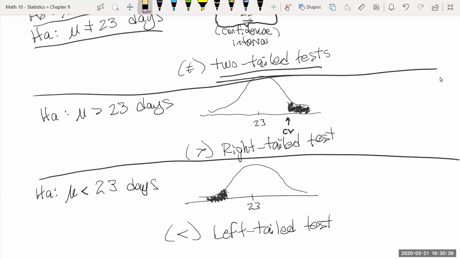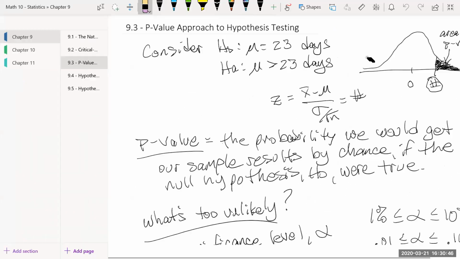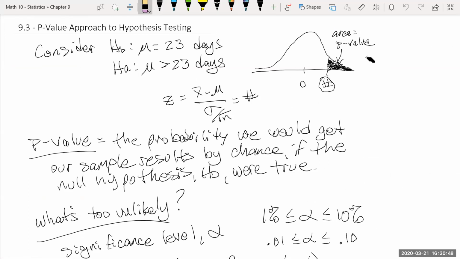All right, so we'll define that. In fact, we'll go there right now. All right, so let's go into 9.3. We'll zoom that back up for you. So 9.3 is called the p-value approach to hypothesis testing. All right, again, let's look at our null hypothesis. Let me make that look a little bit more like a null here. So my null hypothesis, mu equals 23 days, the lactation period of the gray seals, versus the alternative, which is what I'm trying to show, that we think it's greater than 23 days.